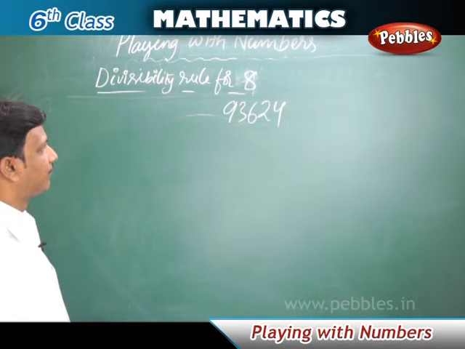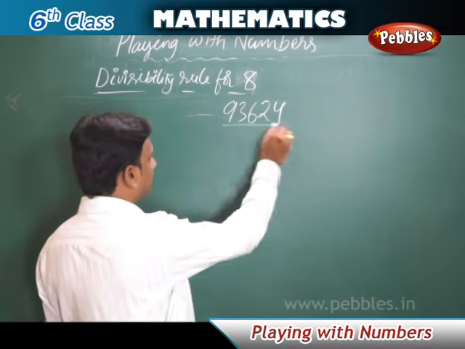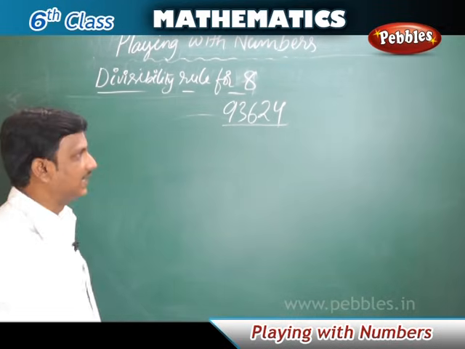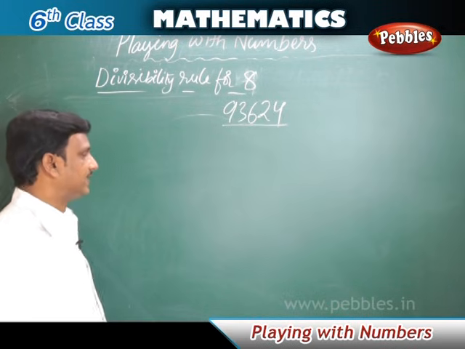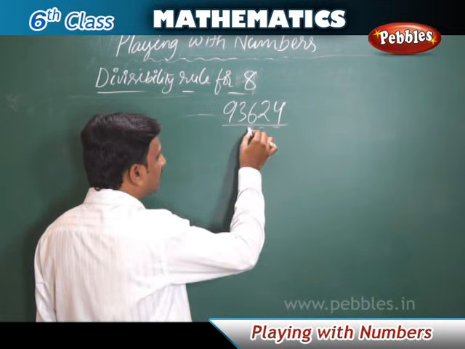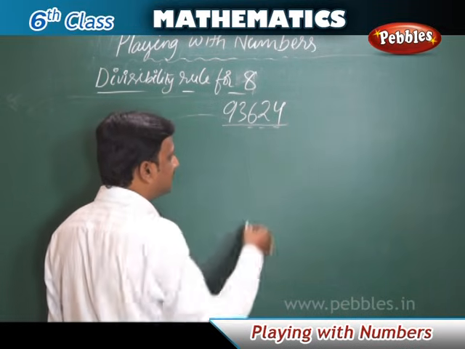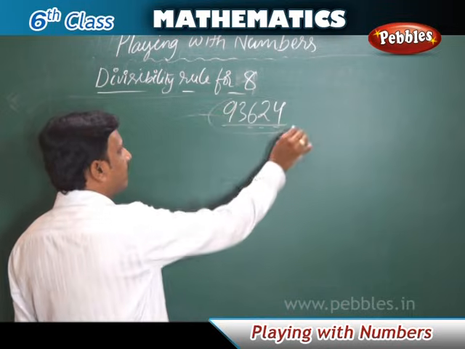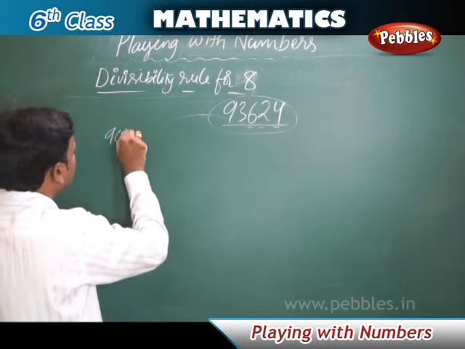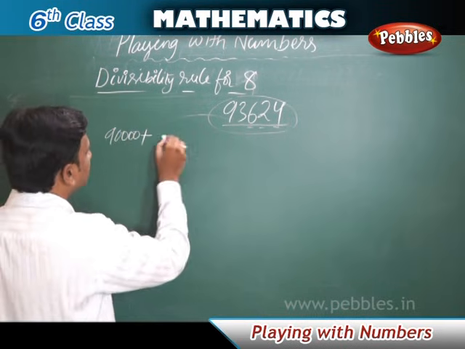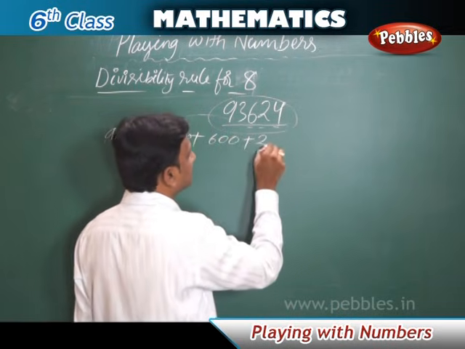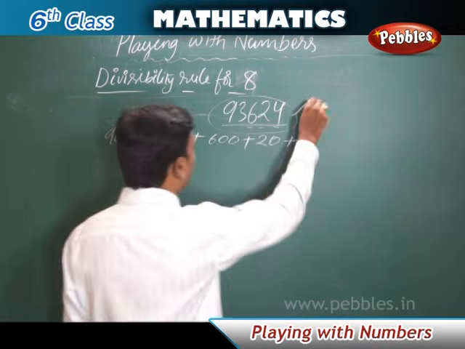The divisibility rule for 8. So here is a number. We are going to verify whether this number is divisible by 8 or not. Let us see what is the divisibility rule of 8. If the last 3 digits of a number, whatever number they form, if that number is divisible by 8, the full number is divisible by 8. Now this is 90,000 plus 3,000 plus 600 plus 20 plus 4. This is the expanded form of this number.